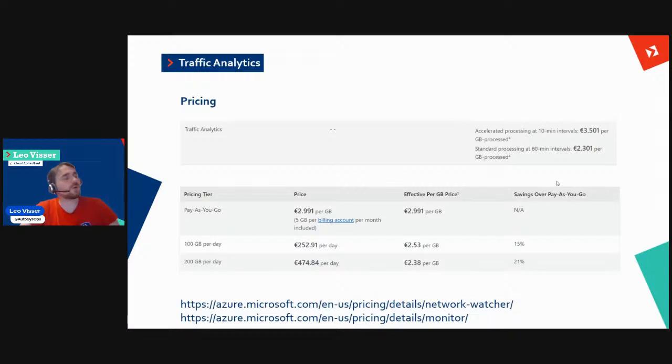Now, before we're going to look at how useful it is, it's also good to know something about the pricing. For the traffic analytics itself, you pay for the amount of gigabytes processed. And you can do it at 10-minute or 60-minute intervals. And as you see, the prices are not that high. It's like 2 or 3 euros. Besides that, you also have to pay for the log analytics workspace and also for the storage account. A lot of this data is not that big depending on the size of your network.